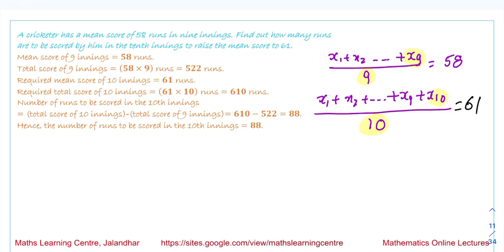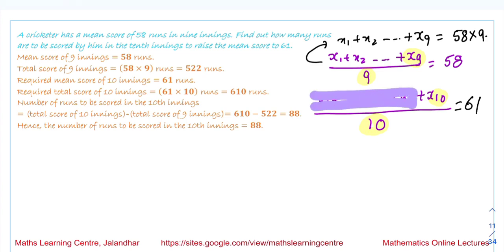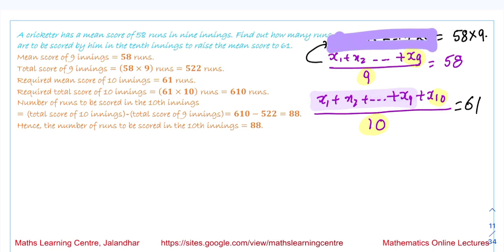Now the mean should be 61. So from this equation we get x1 plus x2 so on up to plus x9 is equal to 58 into 9. Look at these values over here. This is up to x9, this is up to x9.